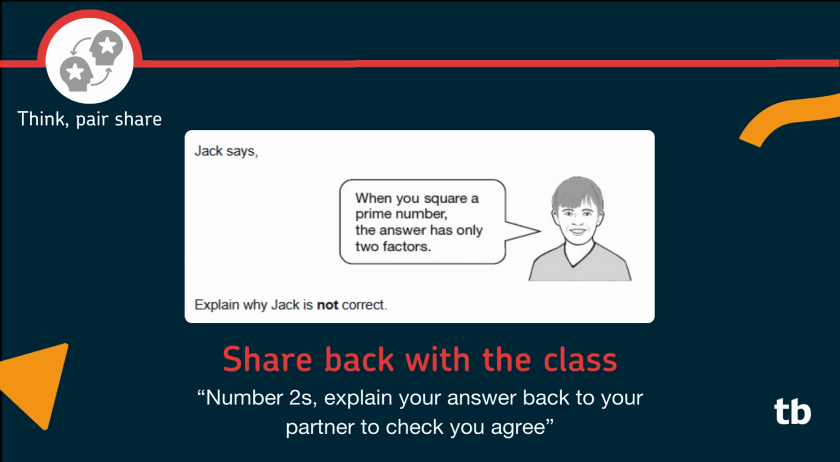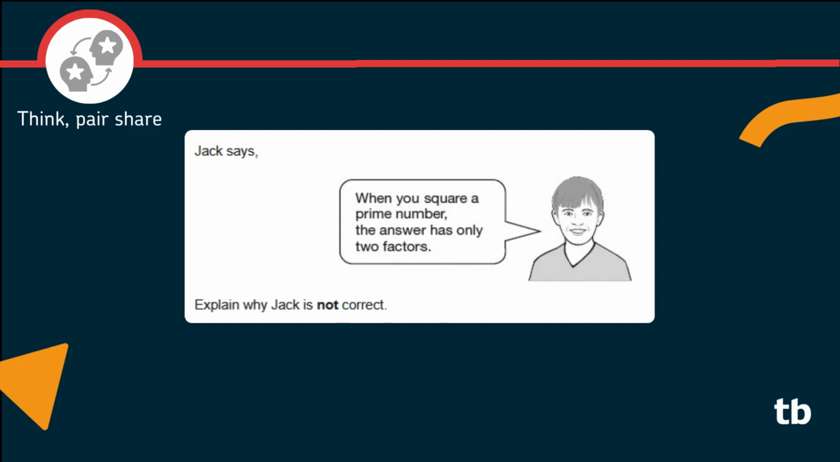You might find there is a dominant pupil in the pair who can dominate the discussion. This might work for some pairs, but you can encourage more even discussion by numbering pairs and asking for individuals to report back to the class, or asking number ones to explain back to their partner their answer to make sure that they both agree.